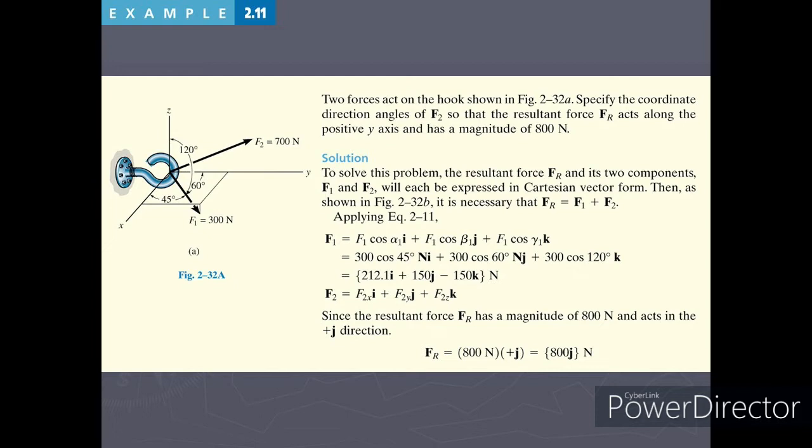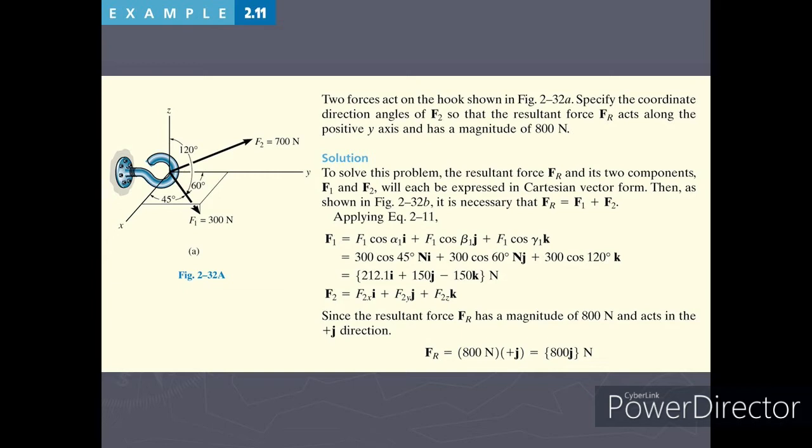Now we have another problem here which says you have two forces acting on the hook. Specify the coordinate direction angles of F2 so that the resultant force FR acts along the positive y-axis and has a magnitude of 800. You have F1 300 Newton, F2 700. We are to specify the coordinate direction angles of F2, which is not given. For F1, it is already given. 45 is what?